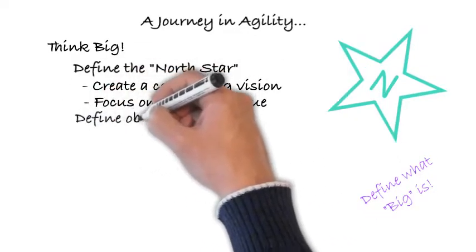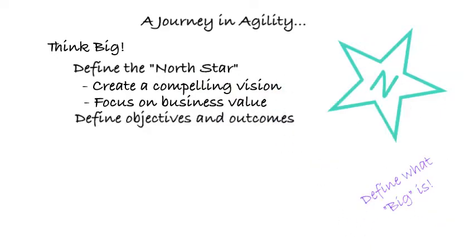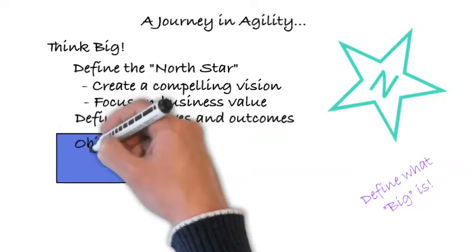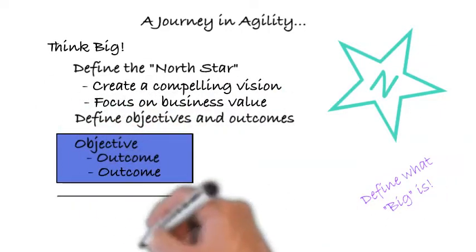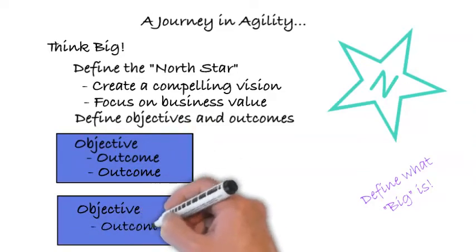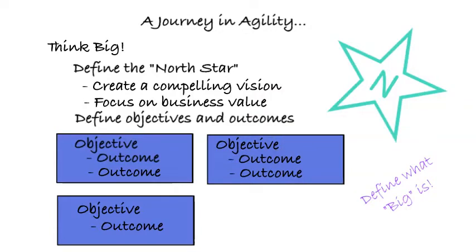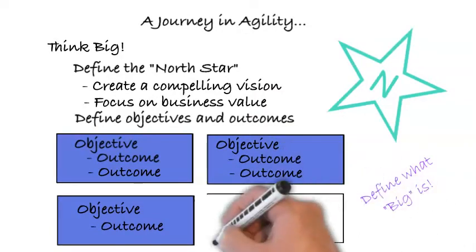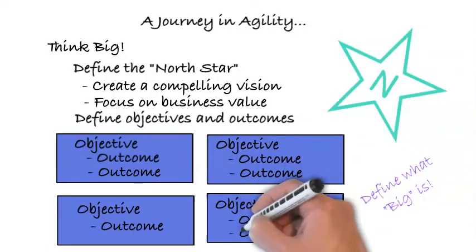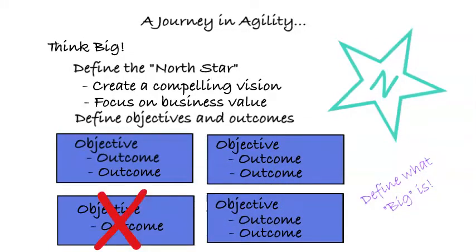Next, we need to define our objectives and outcomes. There will be many objectives, and each objective can have multiple outcomes. It must be understood that the intent is not to set these in stone. This is a list that can be added to or subtracted from as we learn more in our journey towards agility.